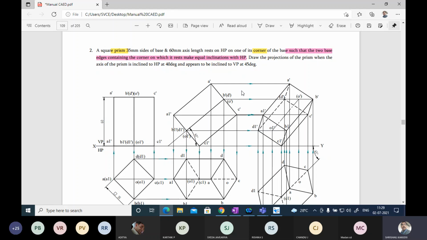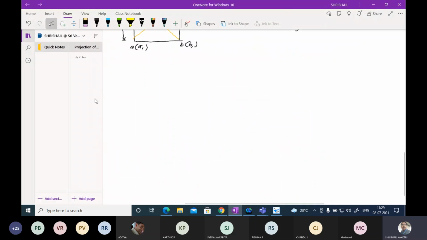Appears to be the top view. In the previous classes I told you, we need not think about the locus, we can directly start the problem. Now they have given us a square prism of 35 mm sides and axis 60 mm, resting on one of its corners.